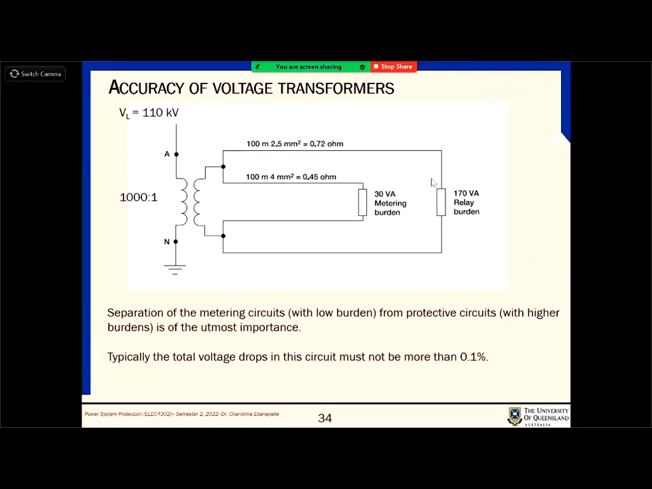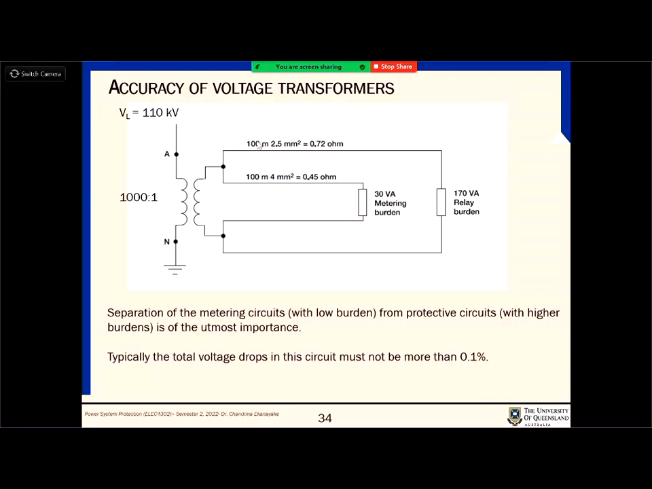You can see this is the primary side of the transformer. It is across the ground. And then on the secondary side, I have connected two loads. The load 1, you can see that it is 30 VA meter burden, which means that a meter measurement, which is not for the protection, its power consumption is 30 VA. And then the other load is 170 VA, which is the relay power consumption, but that is connected 100 meters away, right? This one is also 100 meters.